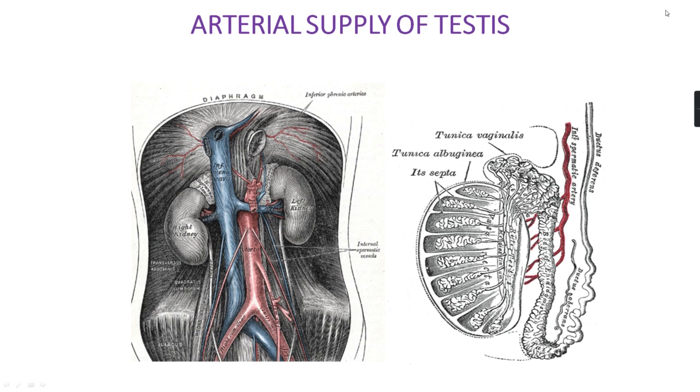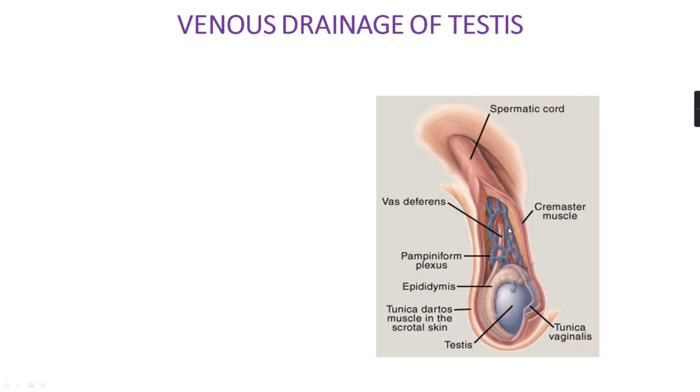Arterial supply of the testis. The testis is supplied by the testicular artery, that is the lateral branch of the abdominal aorta at the level of vertebra L2. It descends on the posterior abdominal wall to reach the deep inguinal ring, where it enters into the spermatic cord. At the posterior border of the testis, it divides into branches and enters into the substance of the testis. Venous drainage.